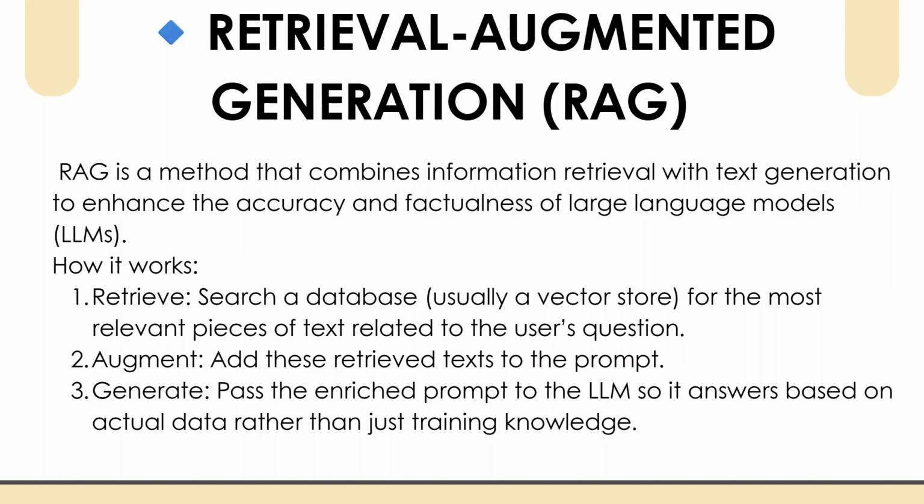RAG fixes this by combining two steps: retrieval and generation. First, when you ask a question, the system will retrieve the most relevant information from a database, often a vector store where your documents are stored as embeddings. Next, it augments your question by adding that retrieved information to the prompt. Finally, the model uses this enriched prompt to generate a response that's based on actual facts, not just what it remembers from training. In other words, RAG turns your language model into a search-powered assistant that always references your data before giving you an answer.